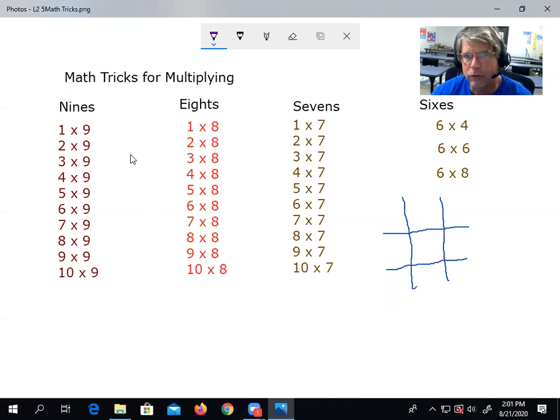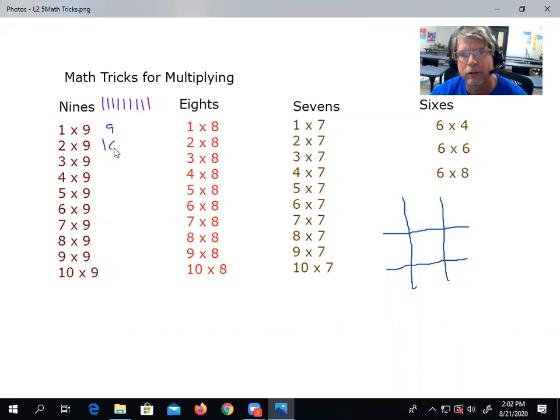Working with the 9s, the long way of doing the 9s is basically counting by 9s. So you usually use your fingers or sticks. I'm going to use some sticks here. 1, 2, 3, 4, 5, 6, 7, 8, 9 sticks. So 1 9 just means 9. 2 9s means you have a 9 and then another 9. So that's 9, then 10, 11, 12, 13, 14, 15, 16, 17, 18. That's 18.